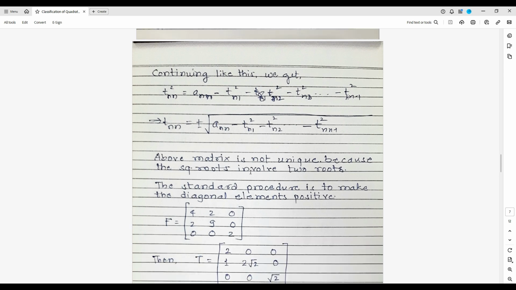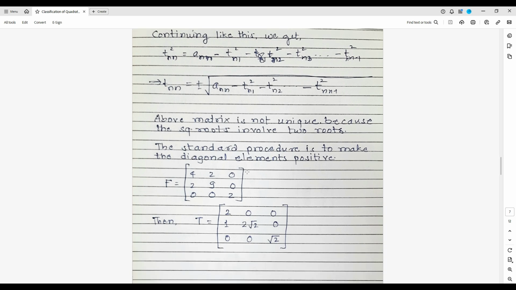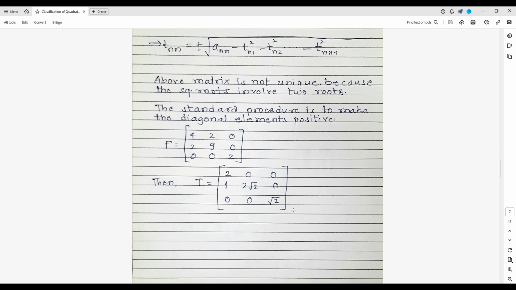Now here is the remark which I have already made: because square roots involve two roots, positive or negative, please remember that by default, in most cases, the positive square root is considered. So the standard procedure is to make the diagonal elements positive. If we take this matrix F and try to diagonalize it, then by applying the above procedure, we will get matrix T like this.